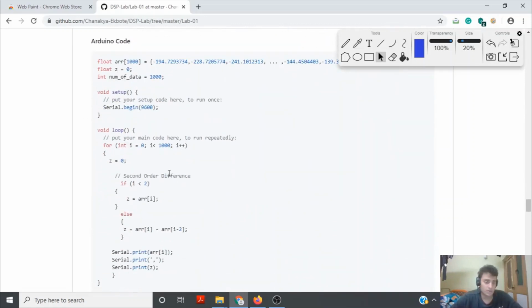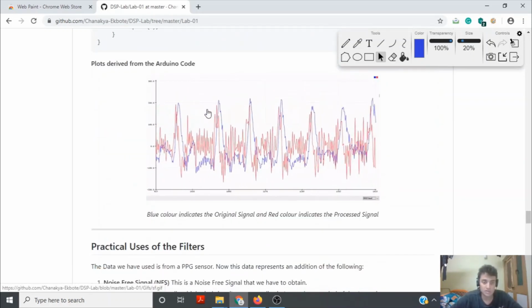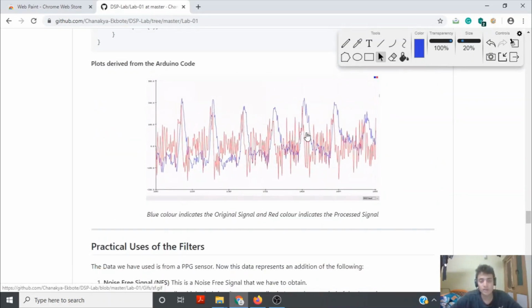Now, the Arduino code is the same as the previous one, except that there is a padding of 0 that has been added here, and instead of a value of 1, there is a value of 2 as compared to the previous code. Now, these are plots that are derived from the Arduino code.